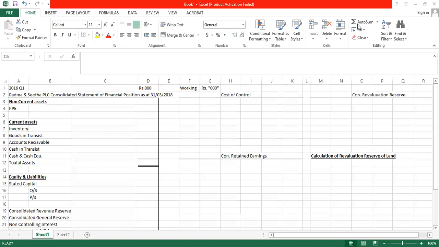The second term asked is parent. For the parent, the answer is: an entity that has one or more subsidiaries. It's an entity that has one or more subsidiaries.